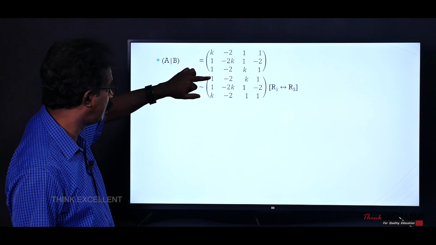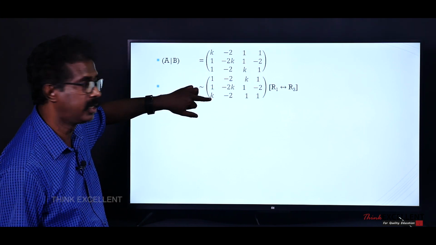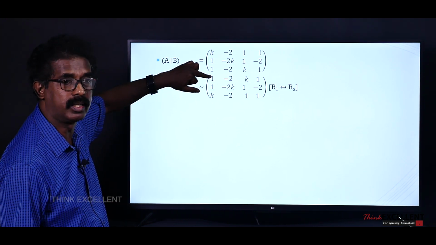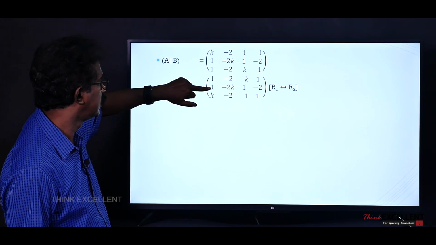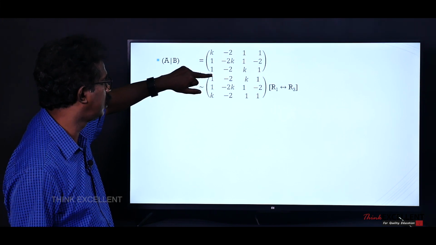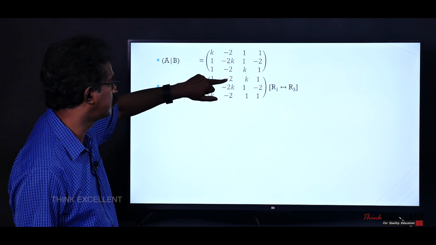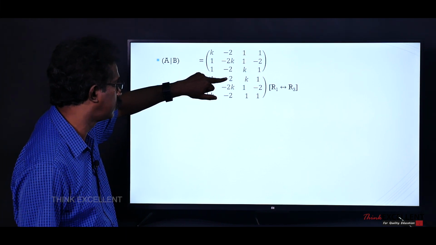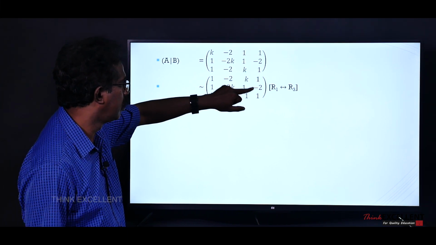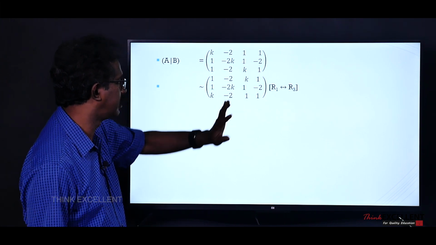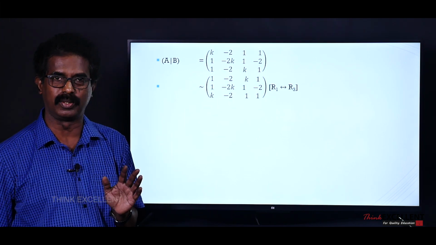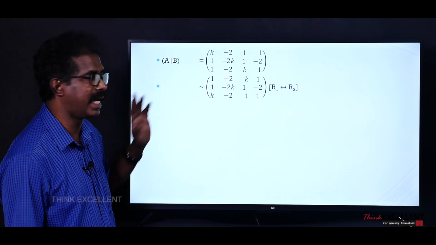Now first row, first element 1. We want to make these 2 zeros, right? So this 1 minus 1. So what do you do? Second row is second row minus first row. 1 minus 1, 0. Minus 2k minus plus, right? Minus 2k plus 2. 1 minus k. Minus 1, minus 2, minus 1, minus 3. But this one, how to make 0? k minus k. That's all.